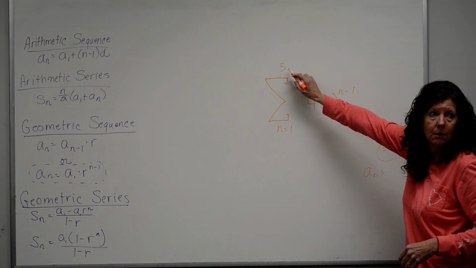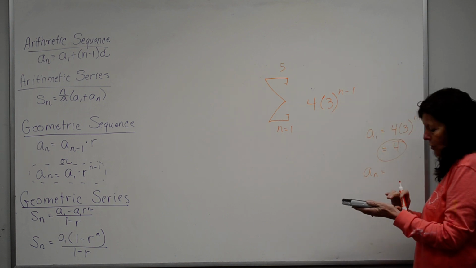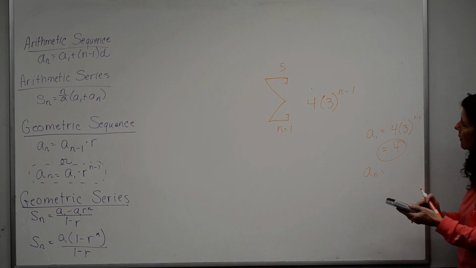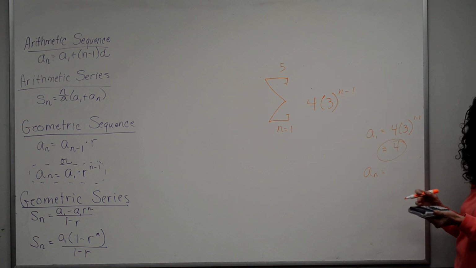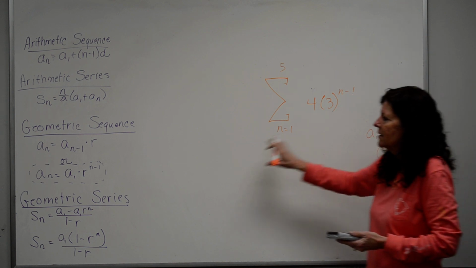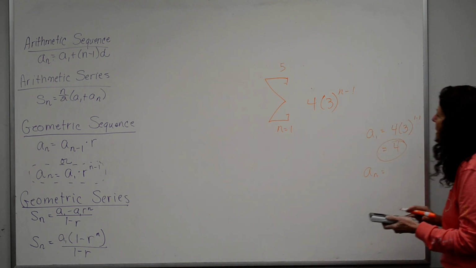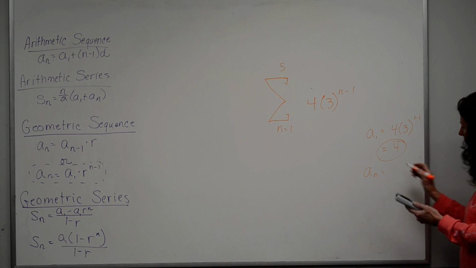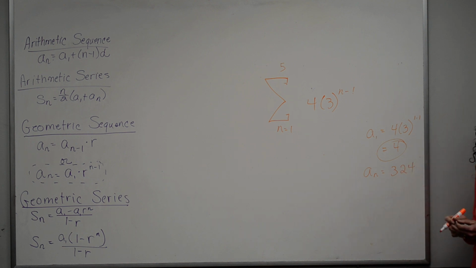Plug in the last number. Okay, so I have 4 times 3 raised to the... do I know what n is? The n is 5, right? Okay, don't get the n here mixed up with the n as far as what term to find. Okay, don't let that mess you up. So I've got 4 times 3 raised to the 4th power. So that's going to be 324, right?